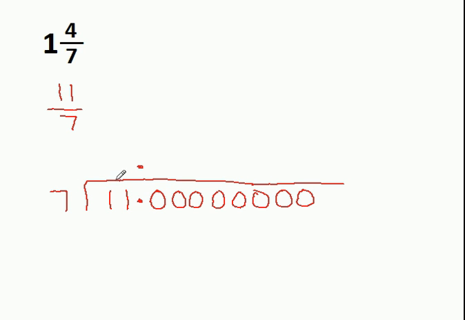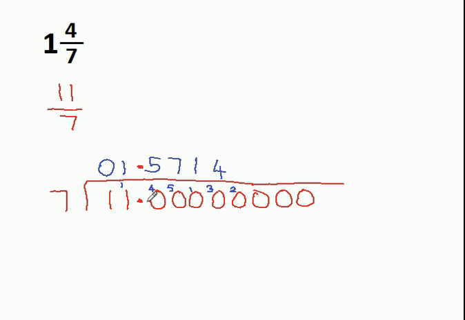All right, let's see how we go. Now, how many 7s are in 1? None. Carry the 1. How many 7s are in 11? 1, with a remainder of 4. This is now 40. How many 7s are in 40? Well, 7 5s are 35, which gives us a remainder of 5. How many 7s are in 50? 7 7s are 49, with a remainder of 1. How many 7s are in 10? 1, with a remainder of 3. How many 7s are in 30? 7 4s are 28, with a remainder of 2.